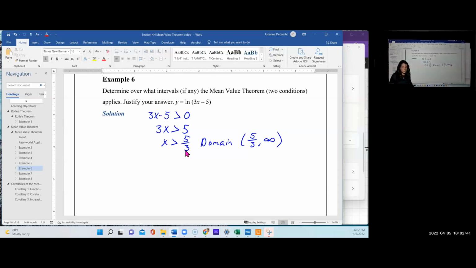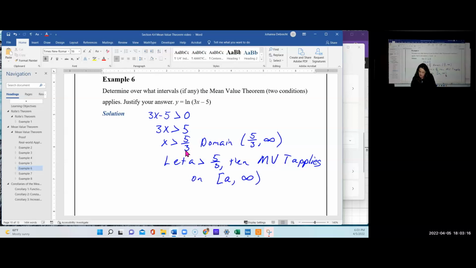So now we look at this and ask, where would it be continuous? Well, natural log is continuous everywhere it's defined, and it's differentiable there as well. So as long as we set some value a greater than 5/3, then the mean value theorem applies on the interval closed a to open infinity, or closed infinity. It's both.